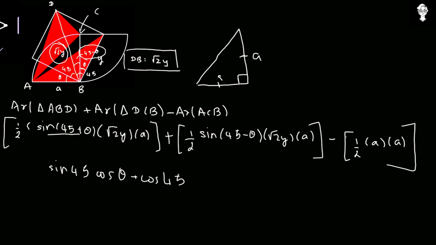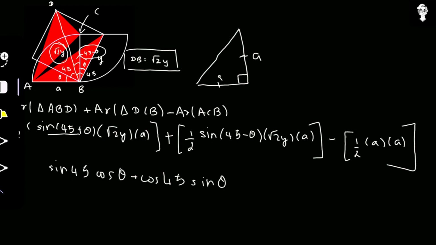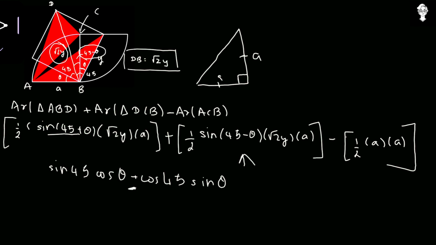I am opening this particular thing over here. So cos of 45 into sine theta. Now sine 45 and cos 45 have the same value, that is 1 upon square root of 2. So we can easily take it out common. And here in this particular case, we will have the same thing, just instead of positive, we will have negative. So again, we can take sine of 45, that is 1 upon square root of 2, taken common.